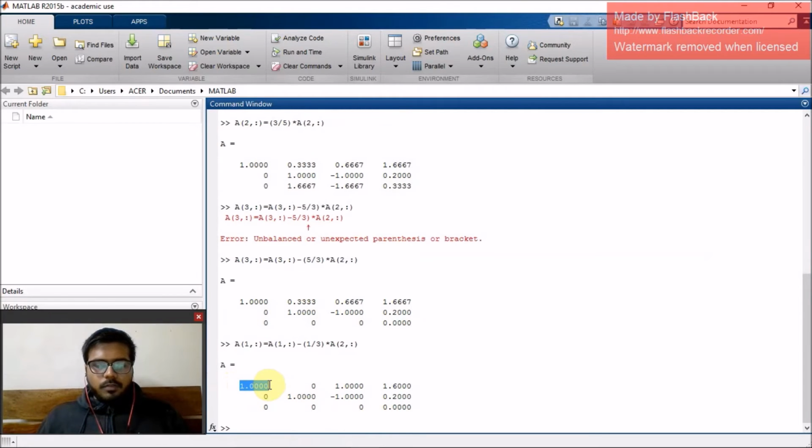The pivot is 1 for the first row, and it has 0 above and below it. The pivot is again 1 for the second row, and the elements above it and below it are 0, and the last row is 0. So this is a row reduced form.